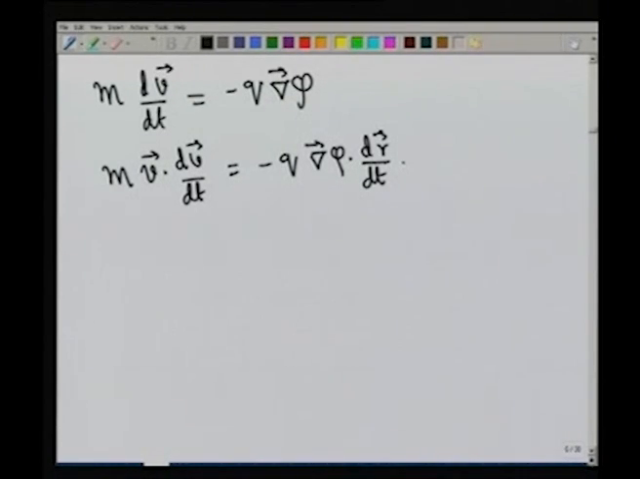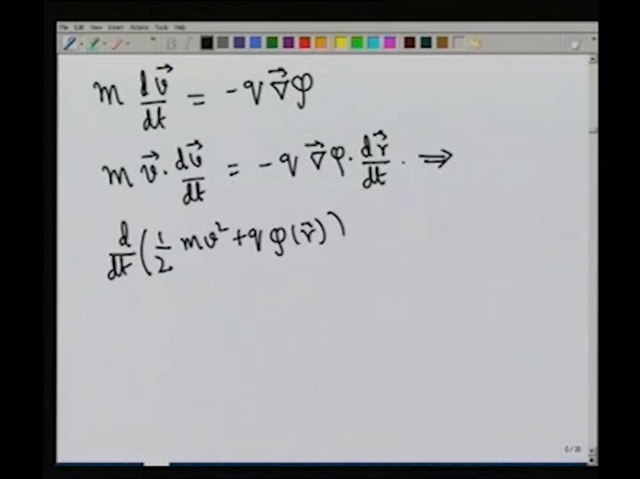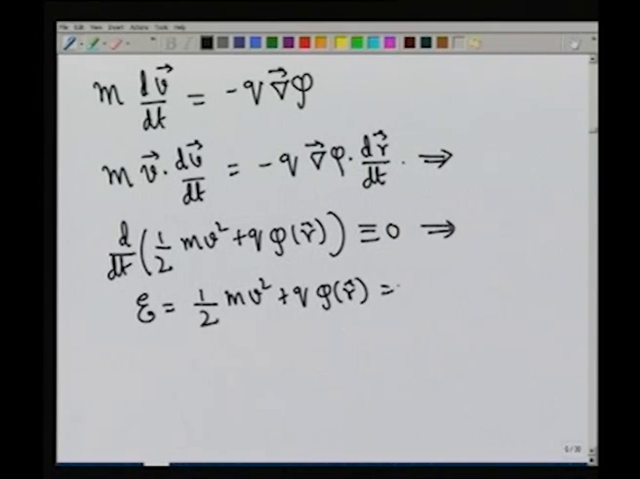Now, it is a very simple matter for us to check that this implies the conservation law. What is the conservation? Namely, that d by dt of half mv squared plus q phi of r is identically equal to 0. That is, my total energy of the system, which is given by half mv squared plus q phi of r, is a constant of the motion. This is a conserved quantity.